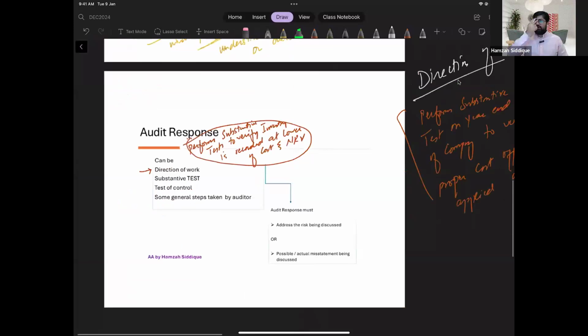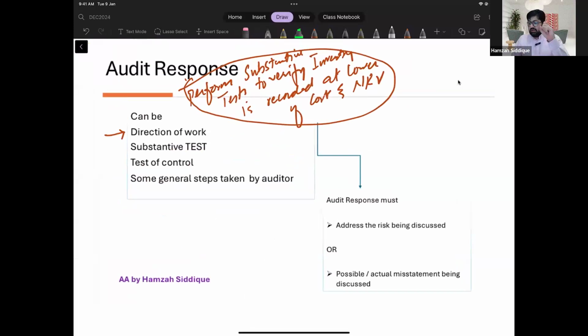Now, so audit response can be, yes, one. Second, it can be a substantive test. For example, we can write procedures on this. A company has revalued land and building. So the possibility is overstatement. Assumptions may be incorrect. Audit risk: assumptions used for the revaluation might be incorrect. Management may be biased to show increased value of assets, and hence assets may be overstated. Audit risk. What is the response?